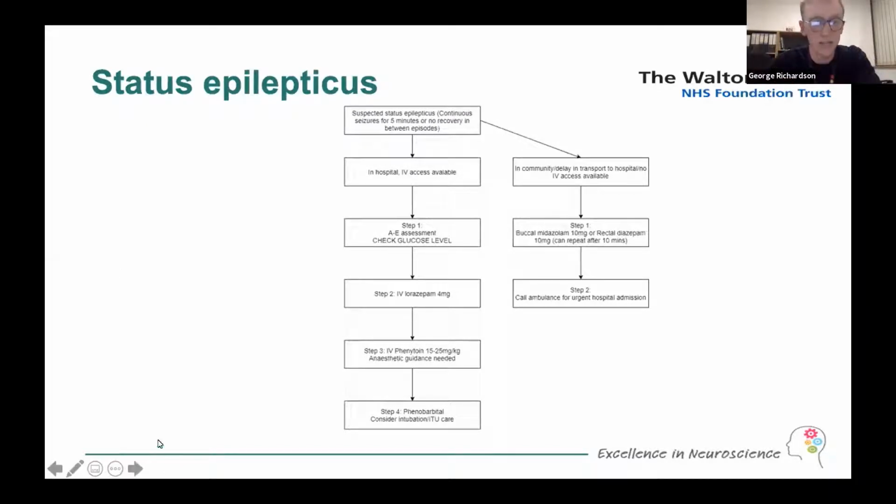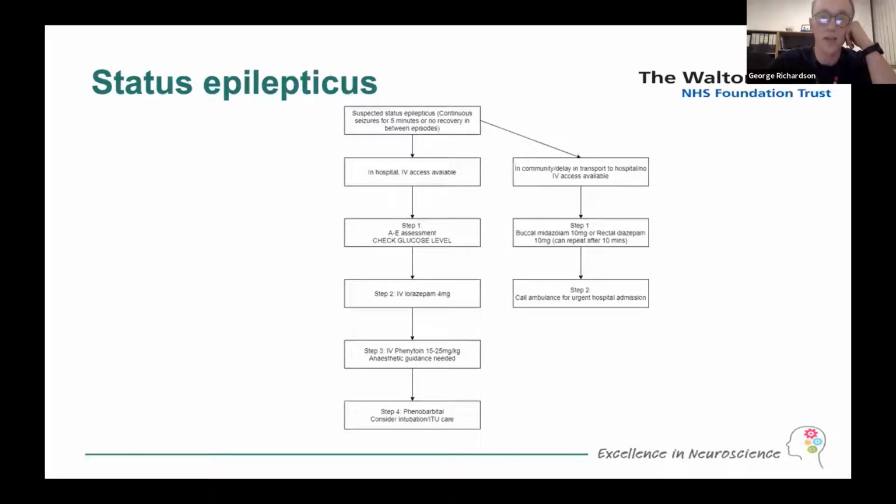So status epilepticus, obviously epilepsy is important to know for finals, but kind of beyond the breadth of this talk. So for your initial management, it varies depending on the situation that you're in. If you're in the community and there's no IV access, your only real options, to be honest, are to give either buccal midazolam or rectal diazepam. And then really at this point, you just need to be escalating and trying to get the patient admitted to hospital if the seizure is not terminated.